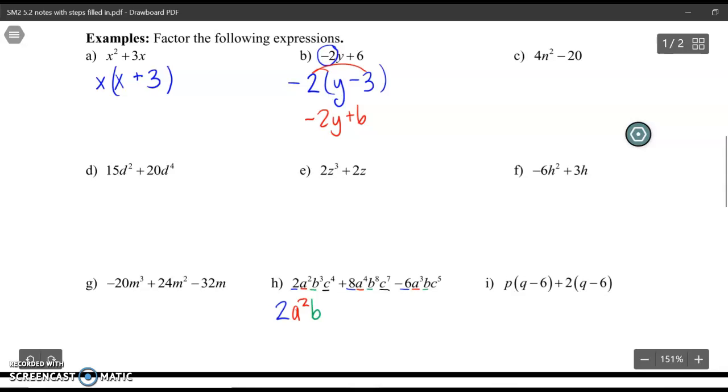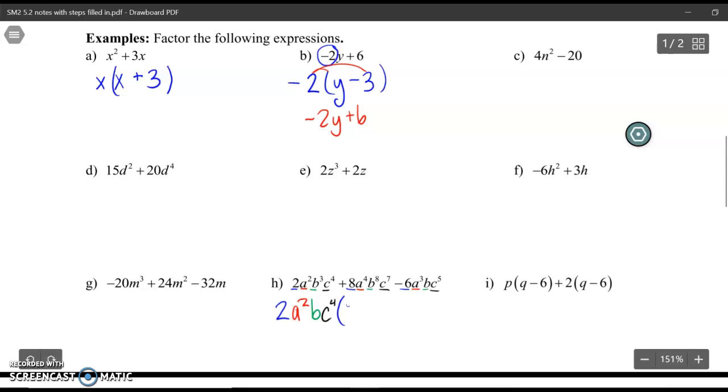And then with my c's, I do the same thing, and they all have at least 4 c's, so I'm going to take a c to the 4th out, okay? Now it's just a matter of figuring out what is left over in here. So in my first term, if I multiply 2a squared b c to the 4th, my 2's are already matched up, my a's are already matched up, I'm missing 2 b's.